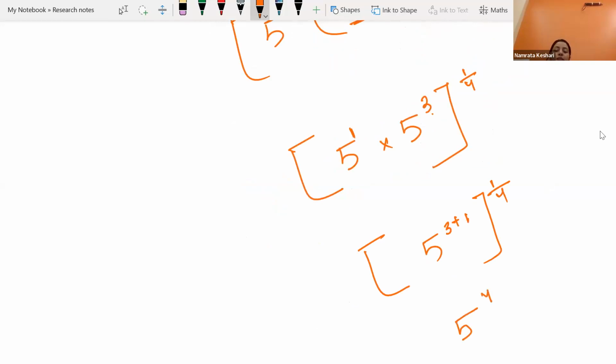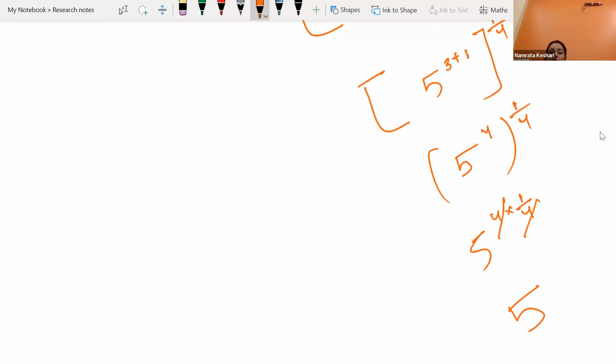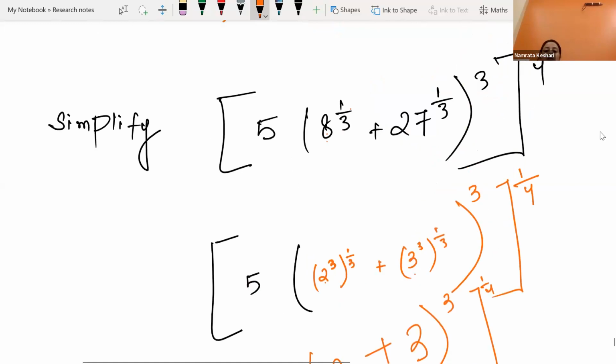And then one more exponent is there, which basically we will be doing the multiplication of both the exponents, which will cancel out each other and we'll be left with 5 to the power 1 or only 5 as an answer. Are you getting it? What we did over here?